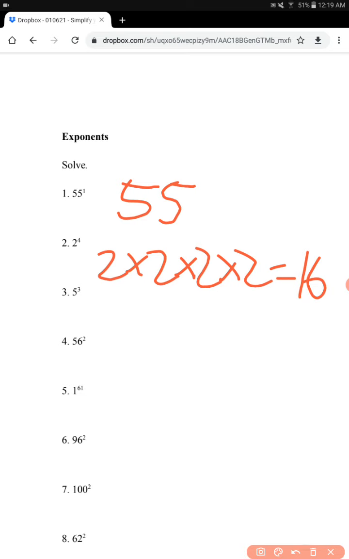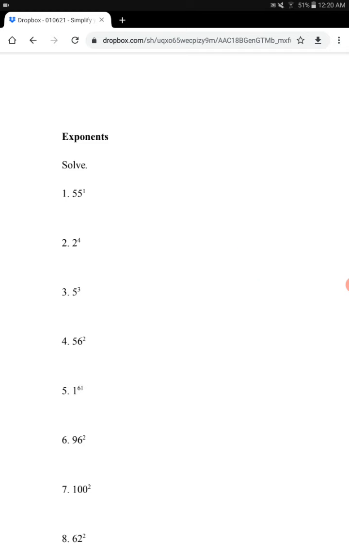Let's do one more. 1 to the power of 61 is equal to 1 times 1 times 1, and you do that 61 times. And you just multiply 1 by 1 up to 61 times, and that's just going to get you 1.